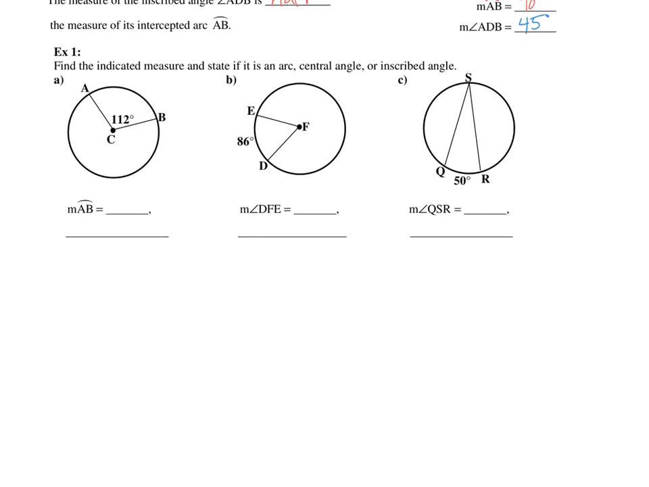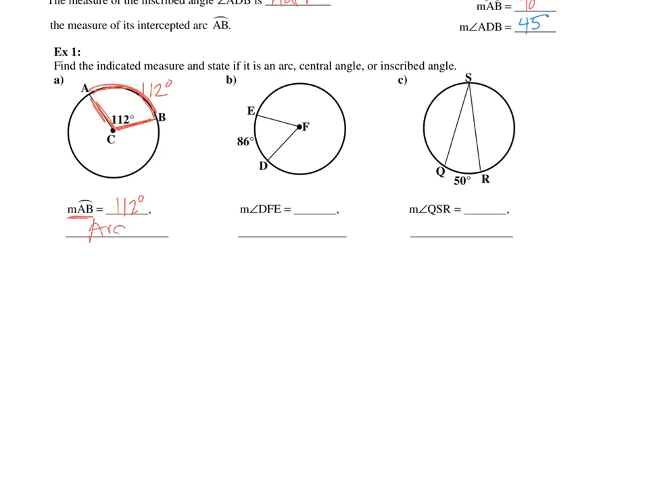Example 1: find the indicated measure and state if it is an arc, central angle, or inscribed angle. I'm working with this here. I have a central angle, and I'm trying to find arc AB. What's the relationship between the central angle and the arc? They're both the same. That's 112 degrees. So I have an arc here that I'm working with.